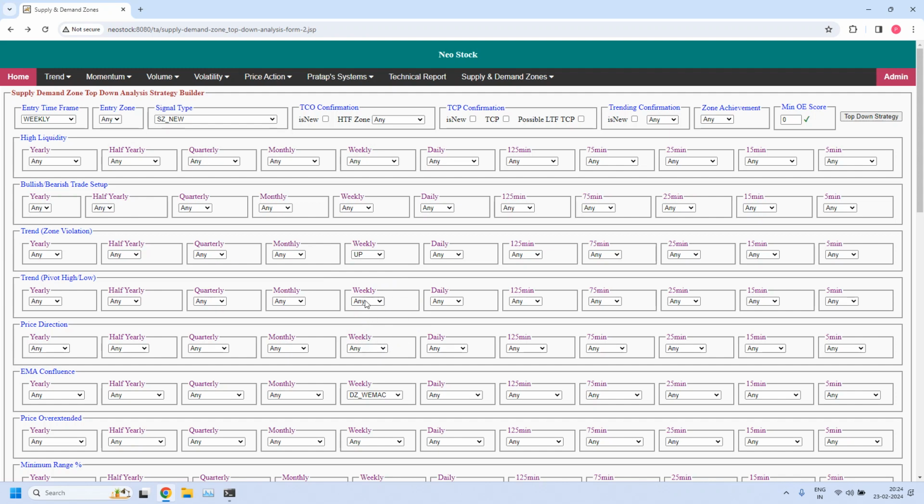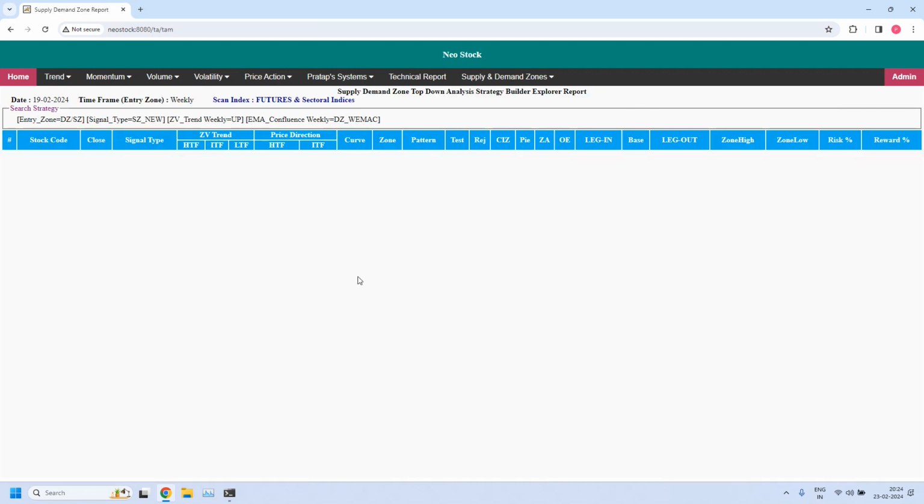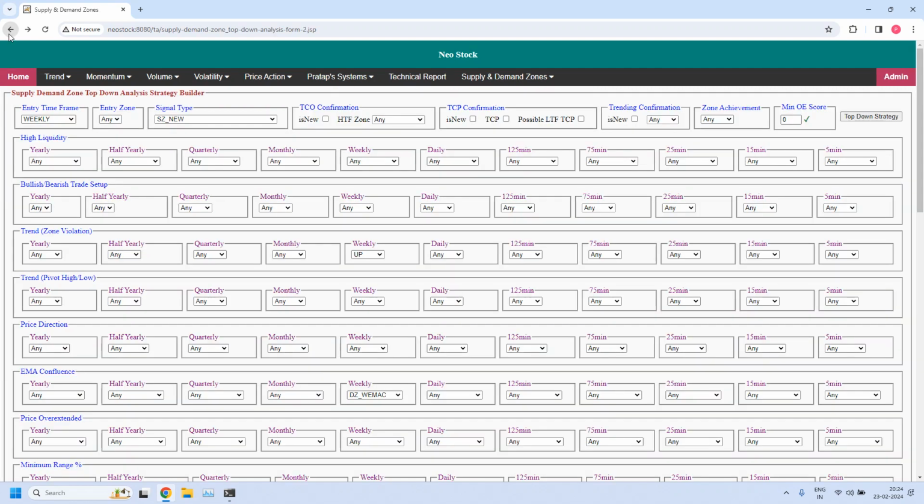That means you can use these zones as HTF zones or ITF zones, these filtered stocks. No stocks are there. No stocks having uptrend and EMA confluence.